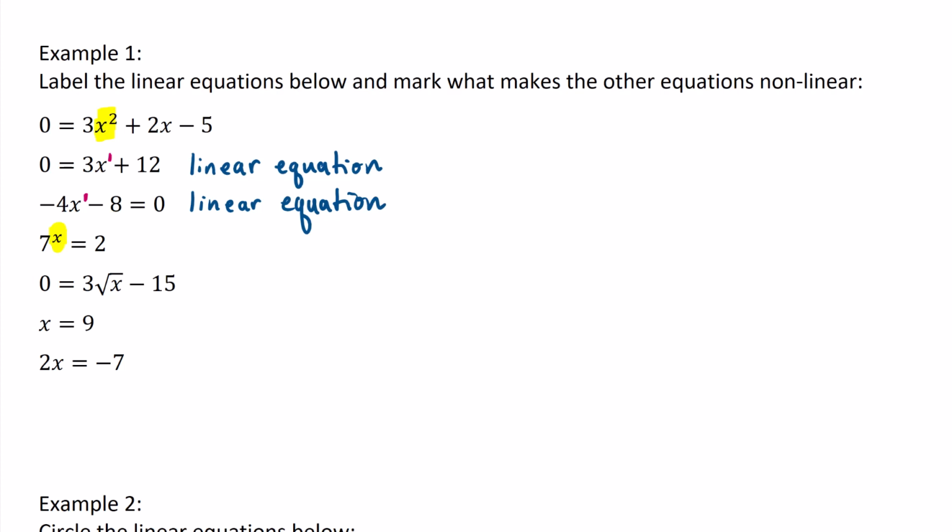0 equals 3 times the square root of x minus 15, and that is nonlinear because the square root of x is actually x to the 1/2, so that one's also not linear. X equals 9 does have a degree 1 or exponent of 1 on that x, so this one is linear. Two x equals negative 7 is also linear because, again, the exponent is 1.